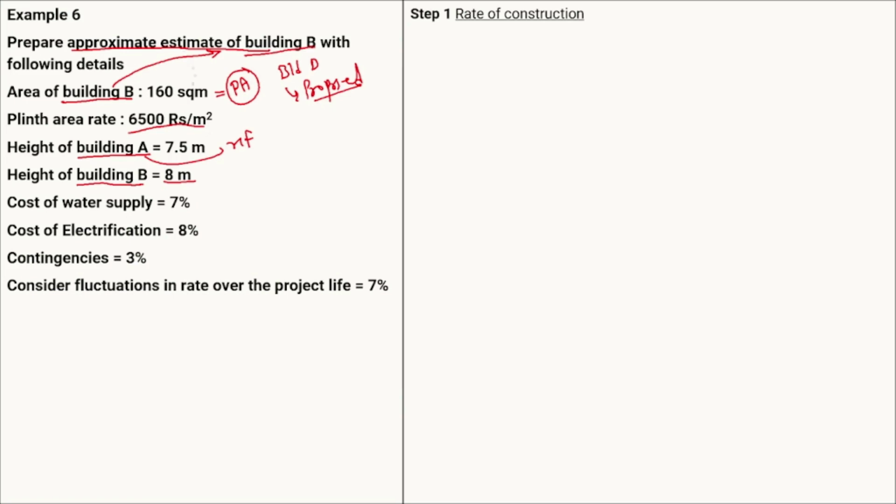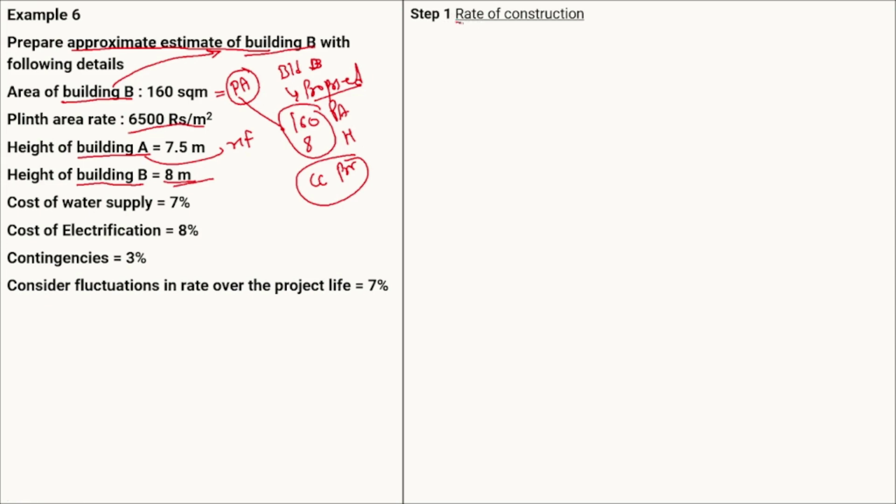For the proposed building, which is building B, we have the plinth area, which is 160, as well as the height, 8 meters. Means we have the plinth area and the height, so we can calculate the cubical content of the proposed building. So here we have to use the cubical content method, as it is the most suitable method depending upon the data given. Therefore the rate of construction should be the cubical content rate.